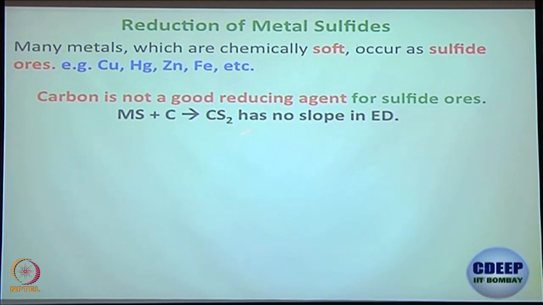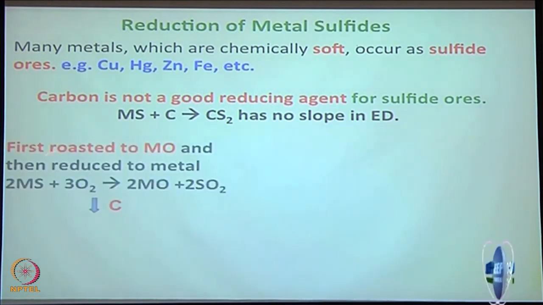Anyway, this is the problem why we cannot utilize the charcoal for carbon disulfide formation. It is therefore advisable, I think you have almost no choice, but to convert metal sulfide to metal oxide in one step and then utilize charcoal to reduce those metal oxides to the corresponding metal, right? So first the metal sulfide is roasted to metal oxide and then reduced to metal.